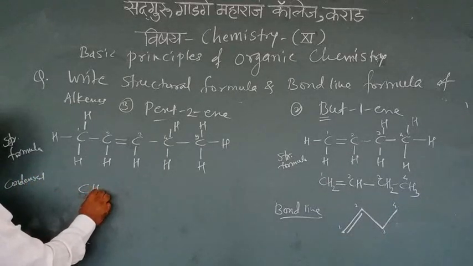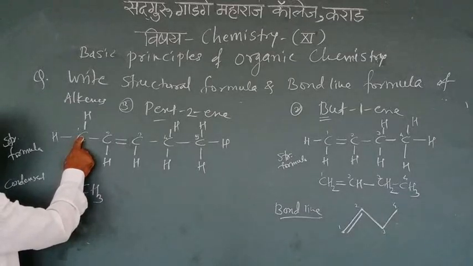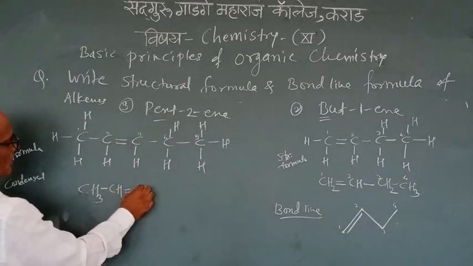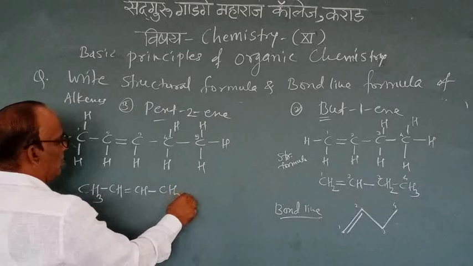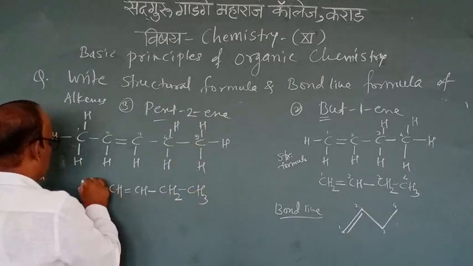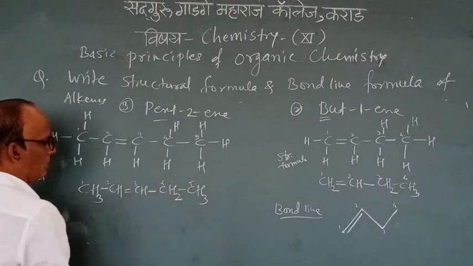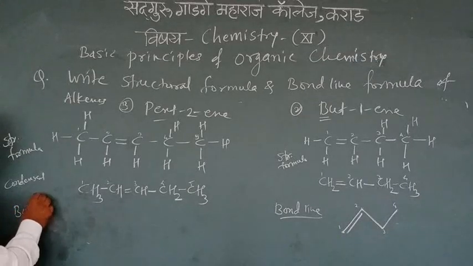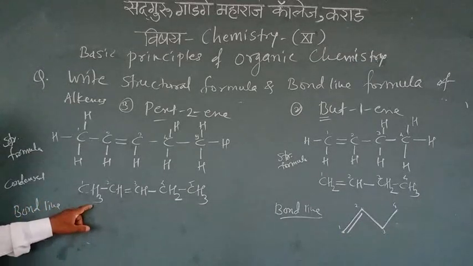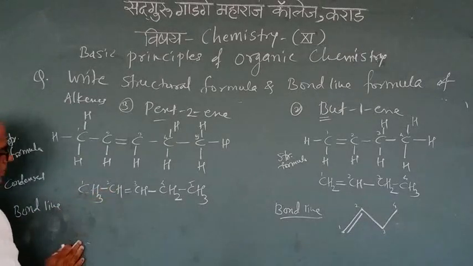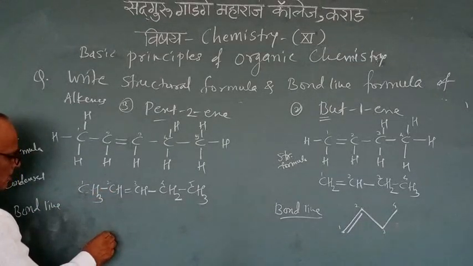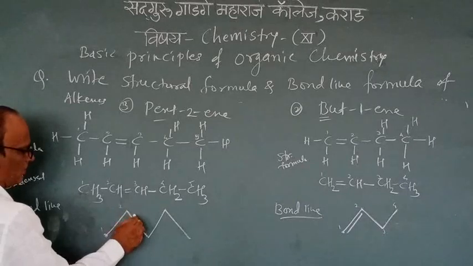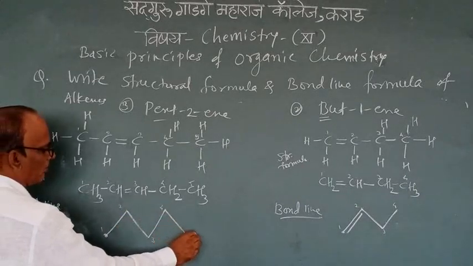Condensed formula, that is hydrogens are grouped together at carbon number 1, 3 hydrogens, CH3, single bond, CH, double bond, CH, single bond, CH2, and the last carbon CH3, 1, 2, 3, 4 and 5. So from this structure you can draw the bond line structure or bond line formula for pent-2-ene. There are total 5 carbon atoms. You start here, this is the first carbon, second, third, fourth and fifth.